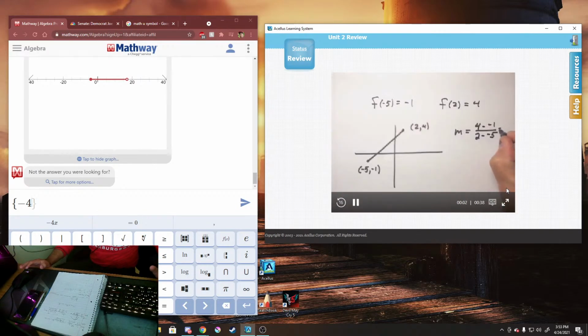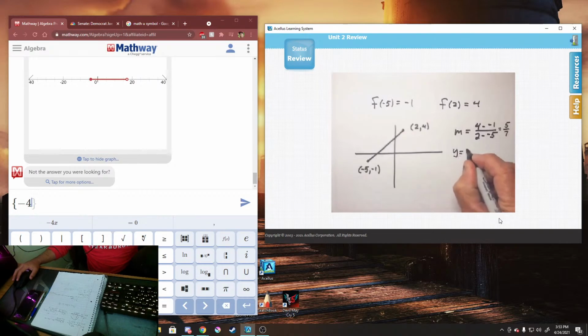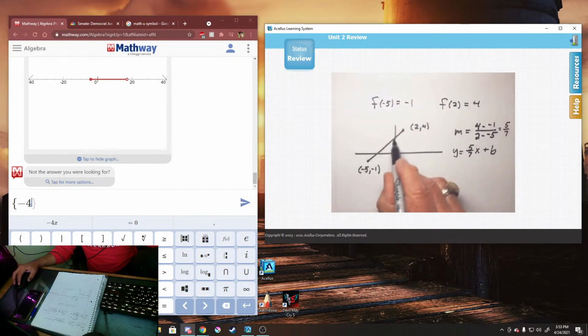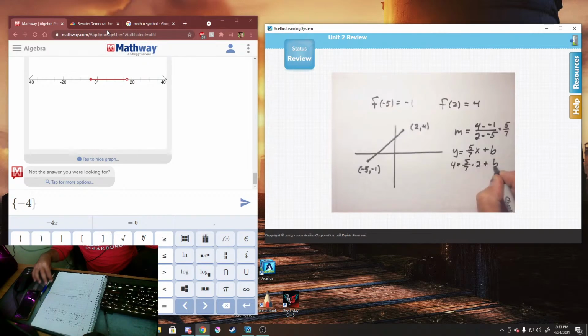Once you know that the slope is 5/7, then you can say that the equation is y equals 5/7 x plus b, where b is the y-intercept. Now to find b, let's just let x be 2 and y be 4. Now it's an easy algebra problem to solve that equation for b.